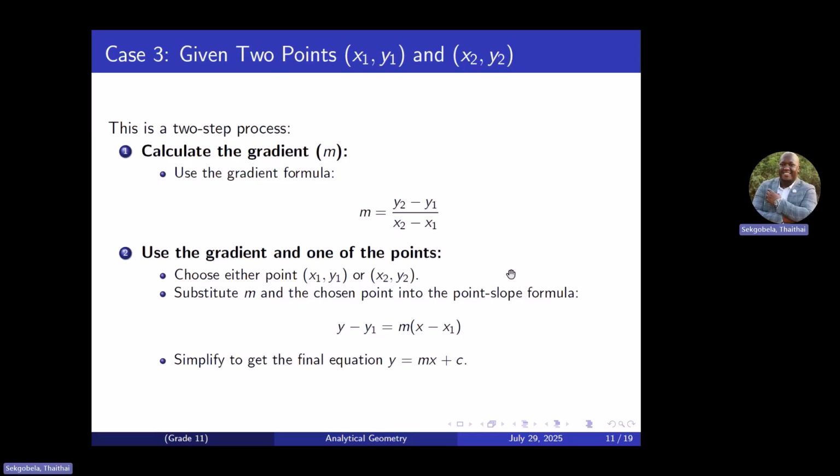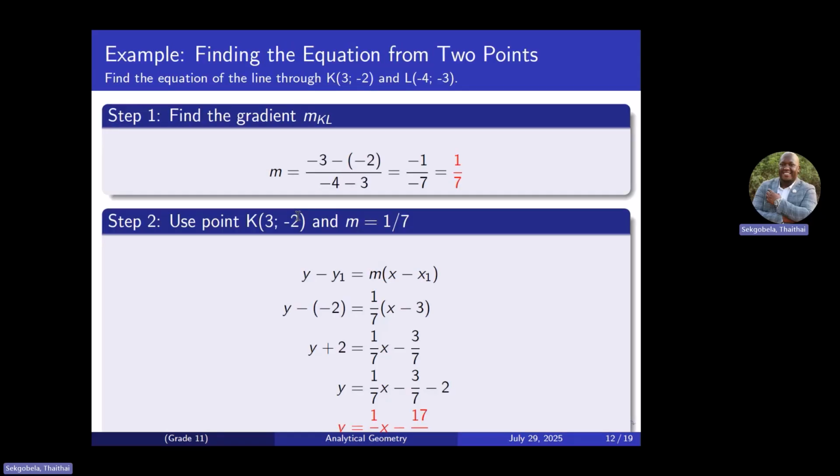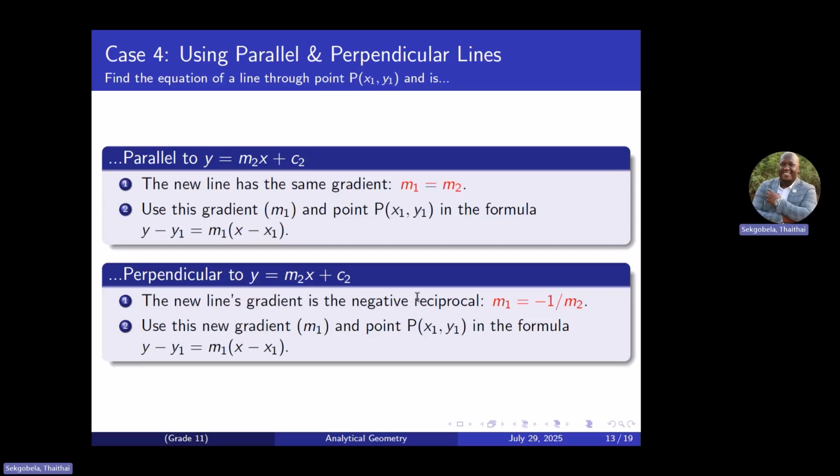Now calculating the gradient, we can use that. Given 2 points, (x1, y1) and (x2, y2), we can calculate the gradient using the formula that is given, and then use the gradient and one of the points, which is just the previous slide we have done: substitute that y1 and x1. So now this is one of the examples. Find the equation from 2 points. If you have 2 points, you first find the gradient. After finding the gradient, you can use this formula. Then it gives you, just do some math there.